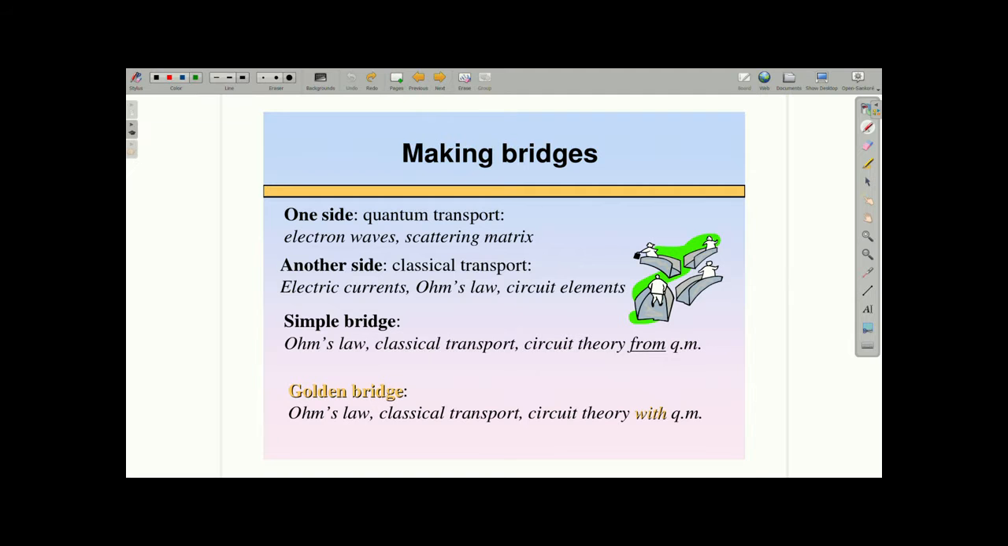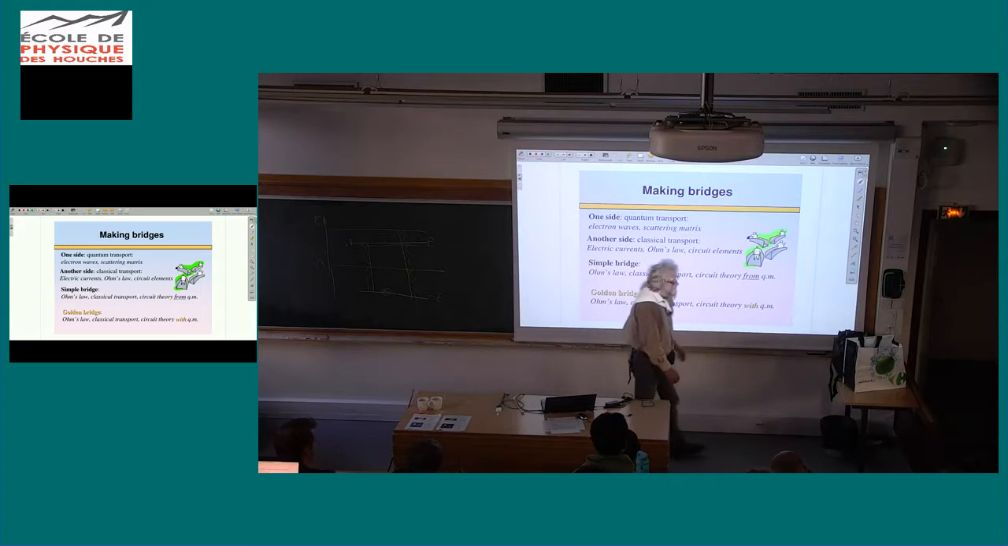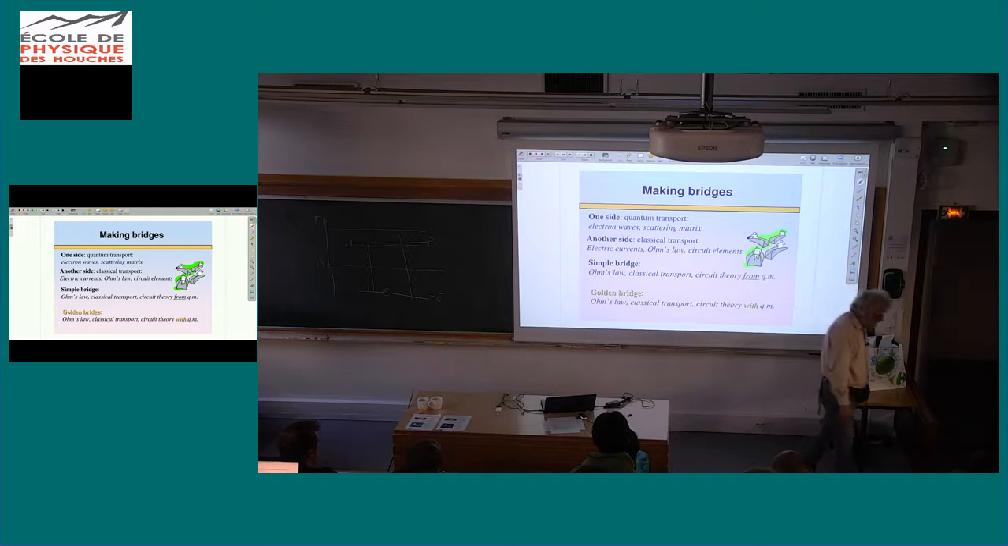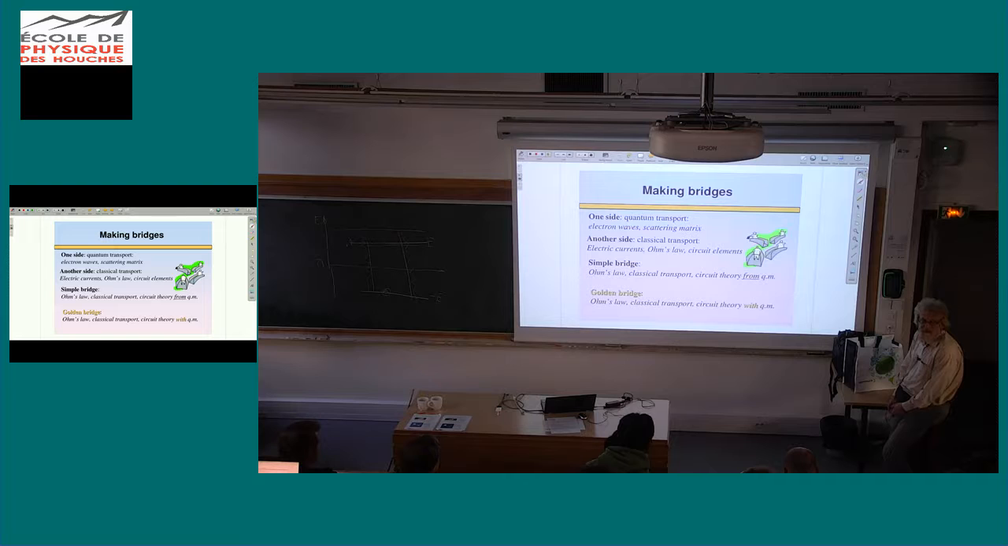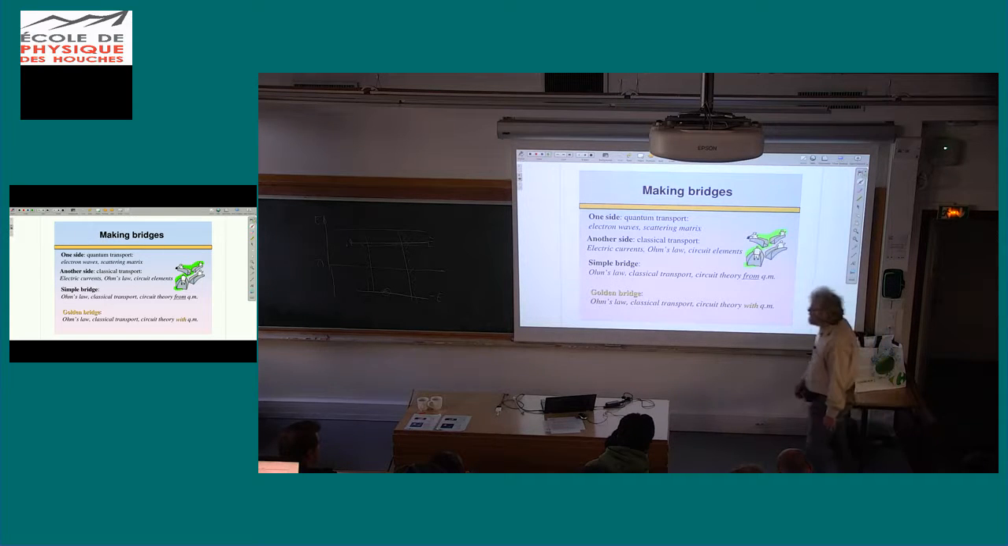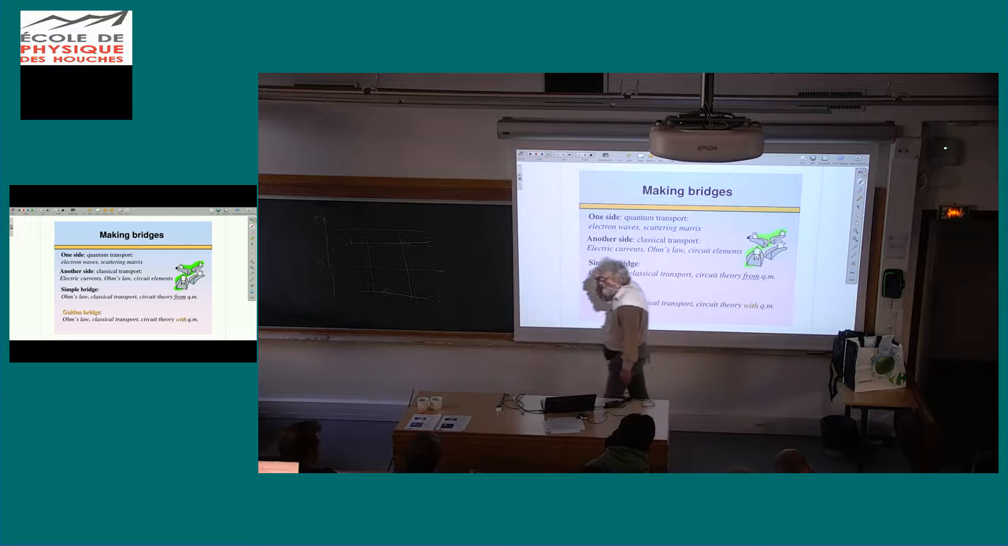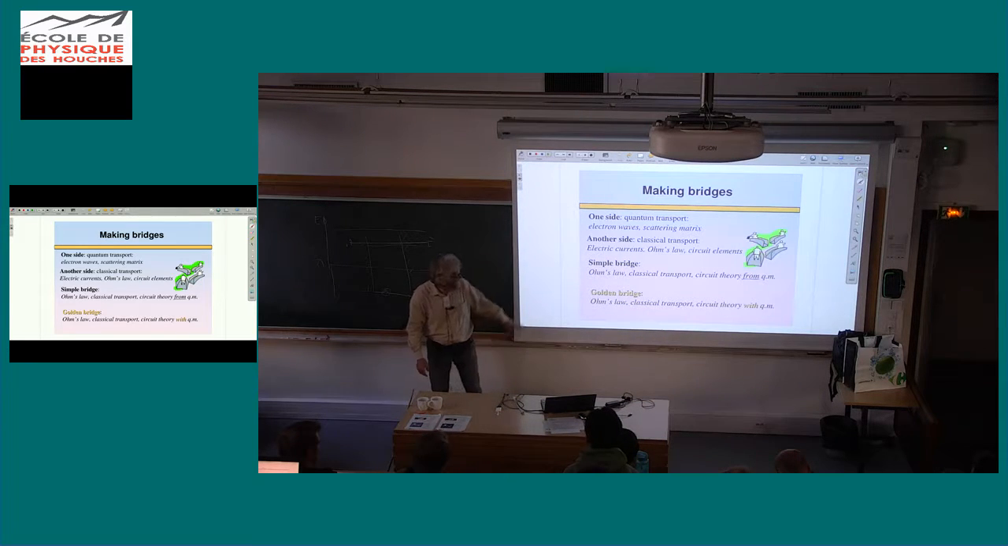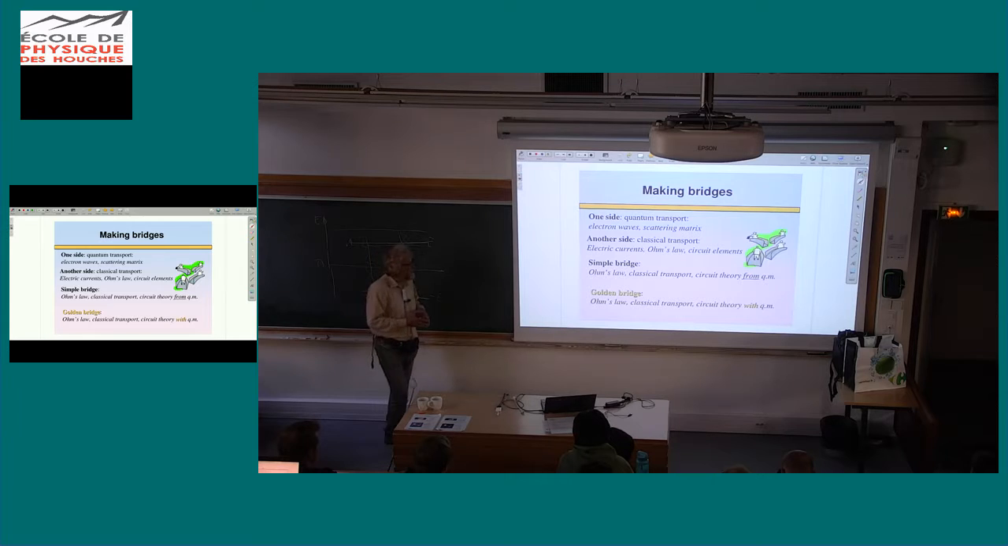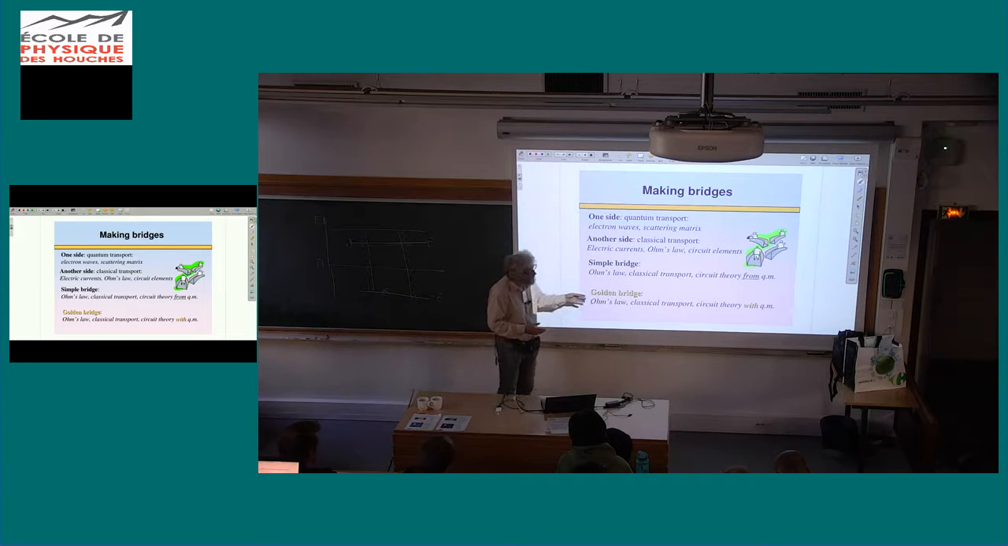Let me basically repeat what I'm going to do, right? It's about making bridges. We have studied scattering transport, quantum transport, electron wave scattering matrix. That's in apparent contradiction to something which you knew from school benches. There are electric currents, Ohm's law, circuit elements, resistors, whatever, capacitors. So a simple bridge would be to show equivalence between quantum scattering and Ohm's law. A more sophisticated bridge is to describe quantum mechanical phenomena in a language related to Ohm's law.